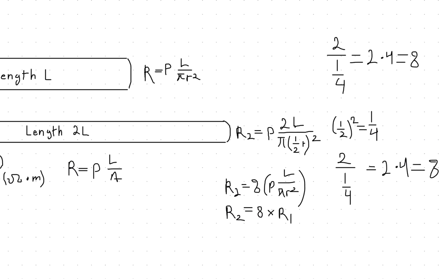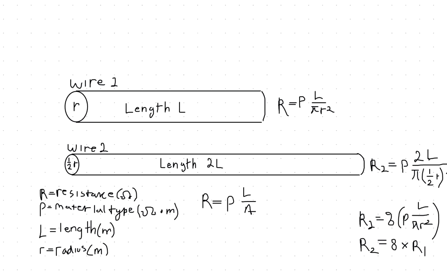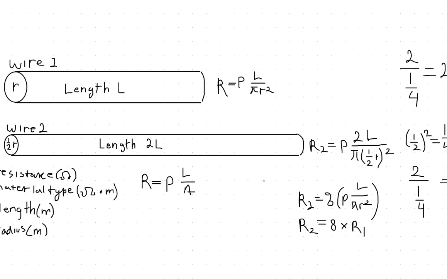So that will tell us that making this pipe twice as long and half as wide, basically, is what I meant, will make it 8 times harder for the electricity to flow through this one.